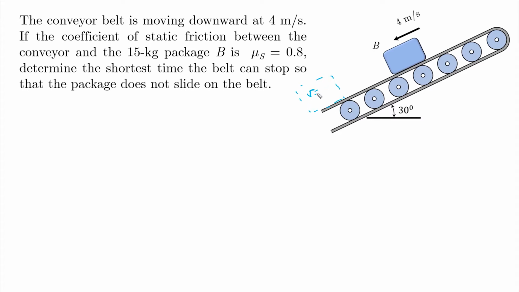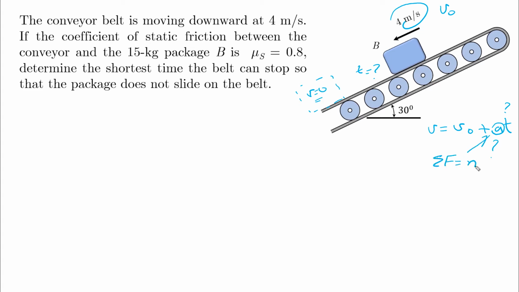He wants the time. So we have V naught, and we have V, and he needs the time, so we can use the constant acceleration equation V equals V naught plus at, with two unknowns: the time that he wants and also the acceleration that we need to find. And clearly the acceleration can be found from the force analysis, or from Newton's second law.